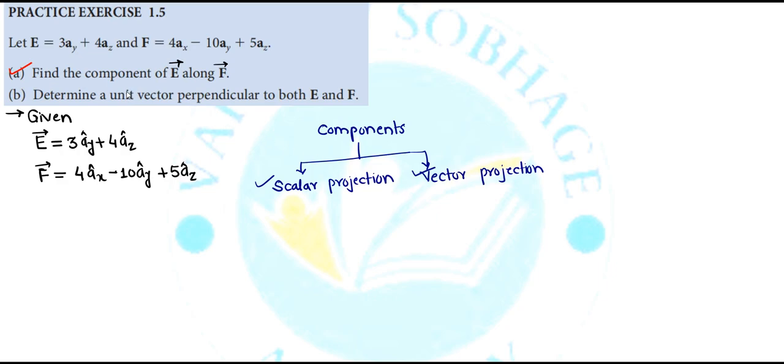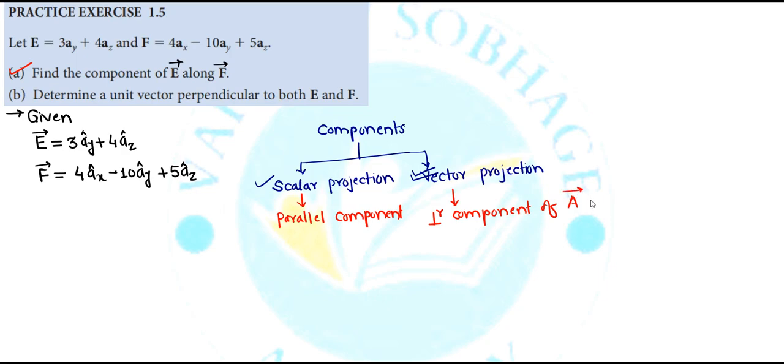But here in this case we are not given any specific component, whether we have to find out scalar component or vector component. So I will suggest that you should go with finding its vector projection. And this scalar projection is also said to be a parallel component of one vector onto another vector, and this vector projection is said to be a perpendicular component of one vector onto another vector.